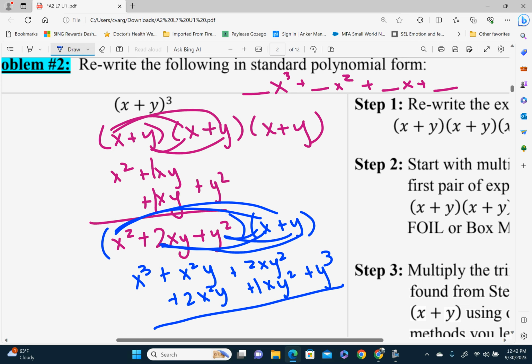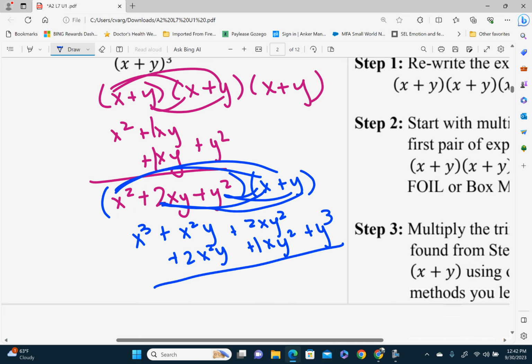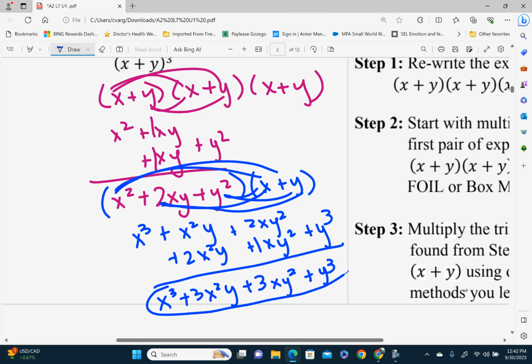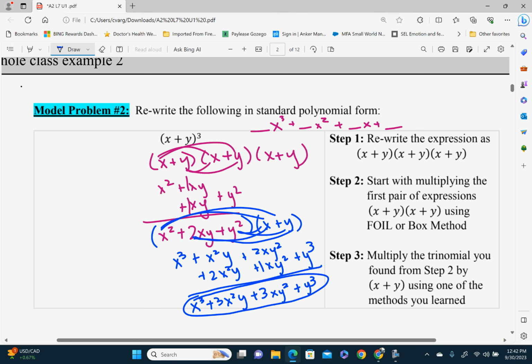And now you just combine like terms. So our final answer is going to be x to the third plus 3x squared y plus 3xy squared plus y to the third. So we multiplied it, and this is going to be our simplest form. It says rewrite the following in standard polynomial. There we go. Okay.